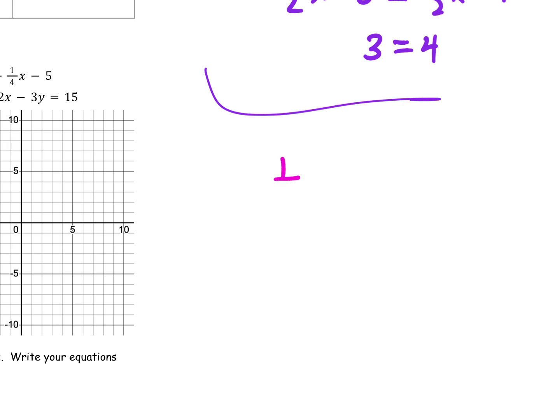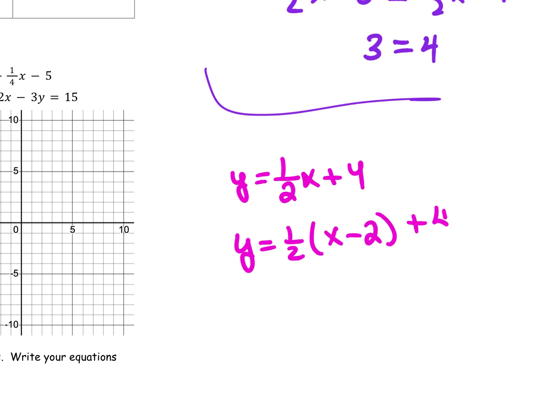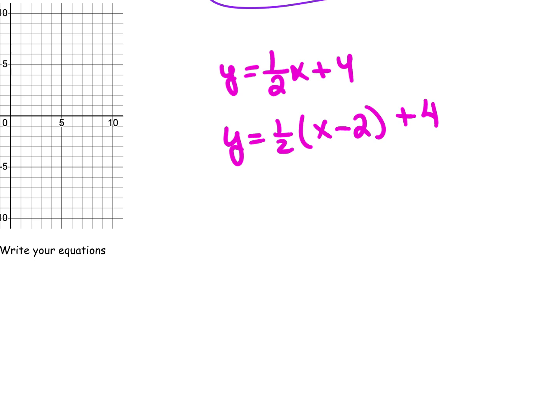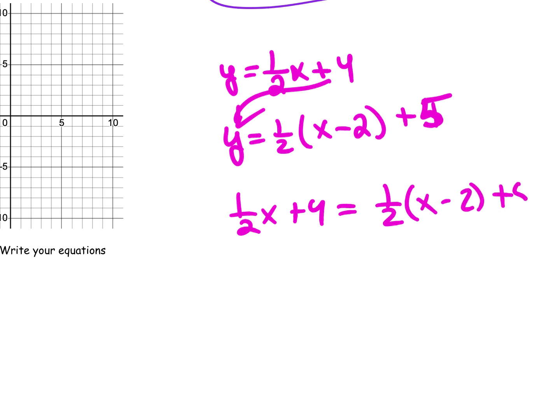Say I had 1/2 x plus 4. And say I had 1/2 x minus 2 plus 4. Since they're both equal to y, I could set them equal to each other. So I got 1/2 x, this is 5, sorry. 1/2 x plus 4 equals 1/2 x minus 2 plus 5. Over here, I got 1/2 x minus 1 plus 5. 1/2 x plus 4.